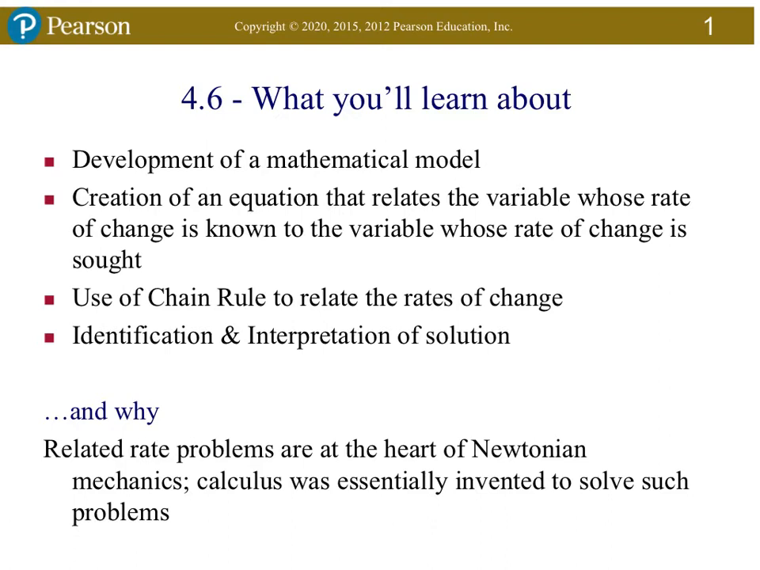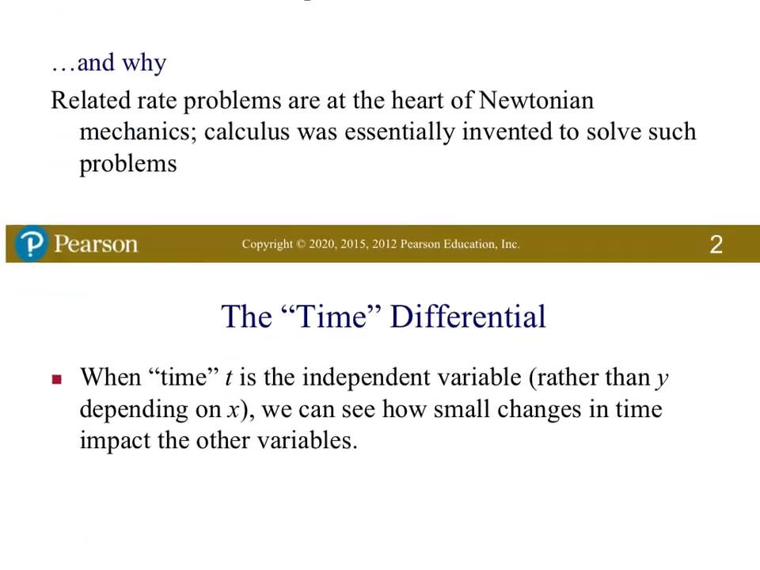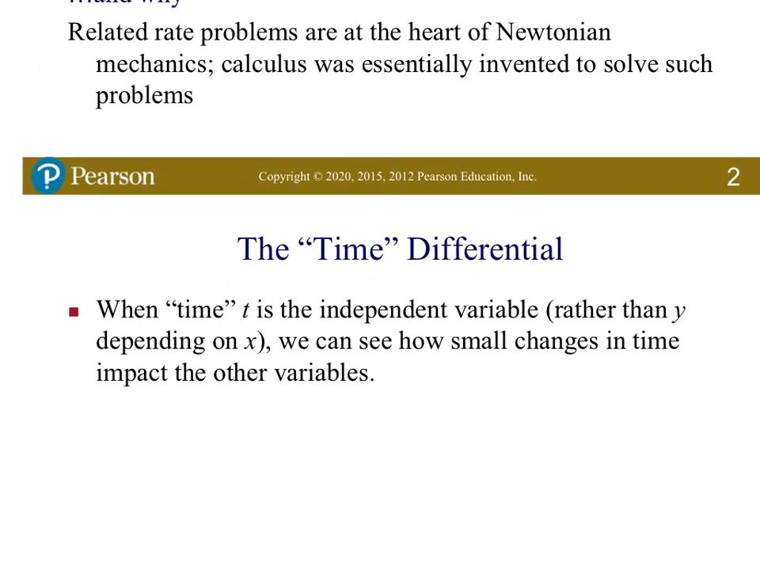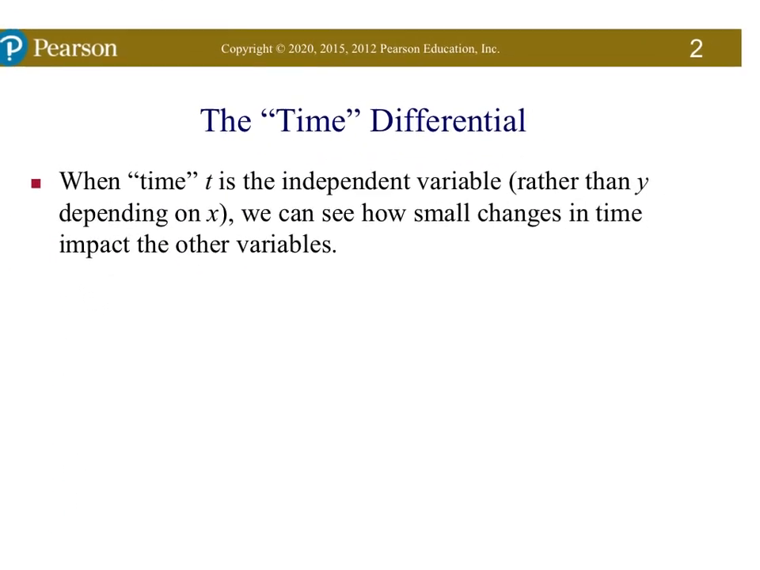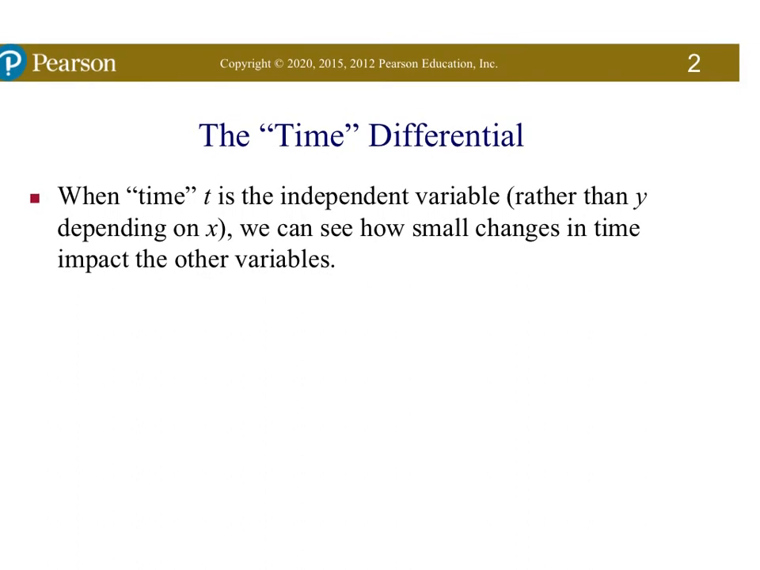So we'll work on creating models for that, and then differentiating both sides of that model, remembering the chain rule all the time, and then identifying and interpreting what the solution means. So time is the differential that we will be introducing here. We're going to see that in Leibniz notation, when we see how a small change in the value of time will impact all of the other variables. And so we measure that with our other variables related to time.